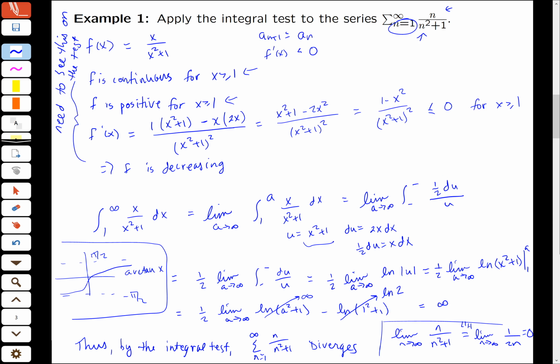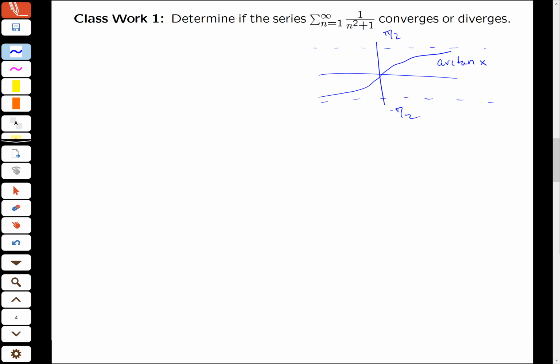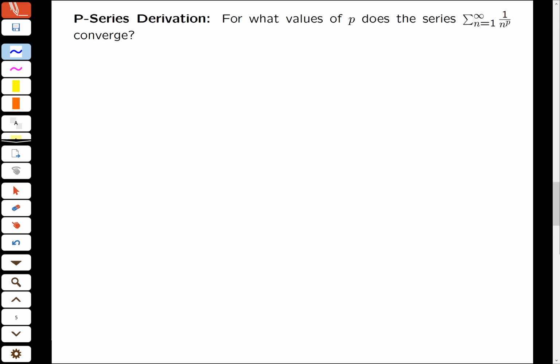Okay, do we have that one completed? P-series. This is going to be our second method. We're looking at the series n equals 1 to infinity, 1 over n to the p. That's the form that we're looking at it in. And we want to know when it converges, so we're going to apply the integral test.